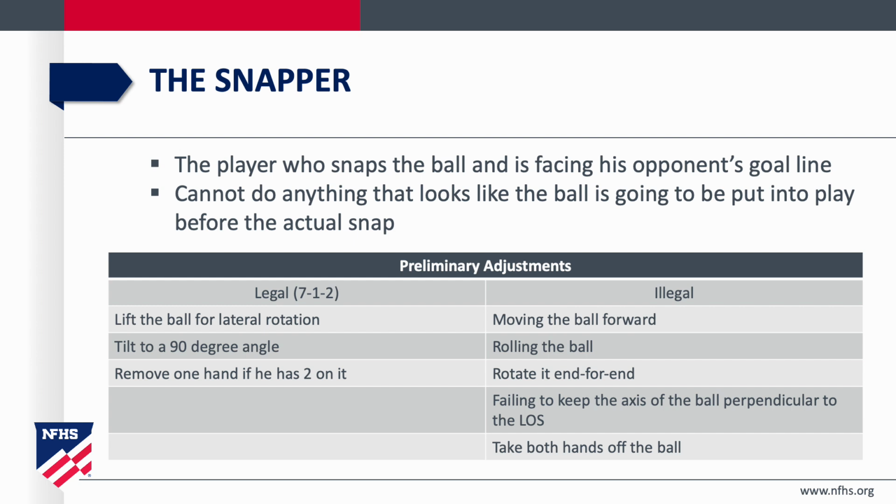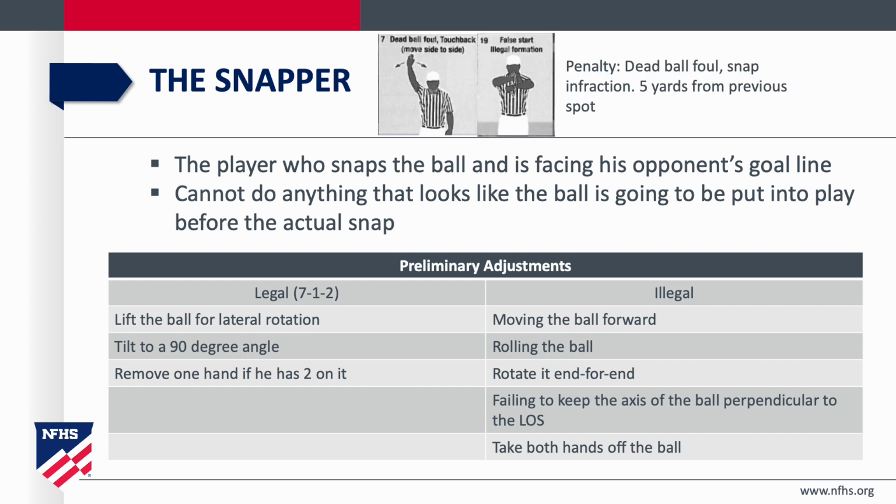Moving the ball forward, rolling the ball side to side, rotating the ball so that it becomes parallel to the goal lines, or end over end are also considered snap infractions. Snap infractions should be observed by the umpire in most situations. They are a dead ball foul and carry a 5-yard penalty from the previous spot.